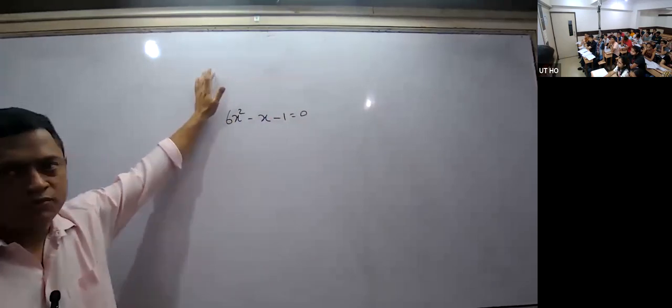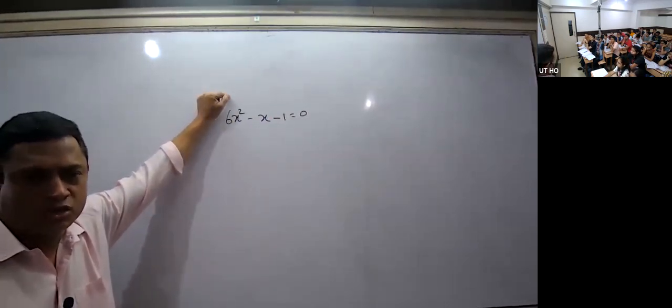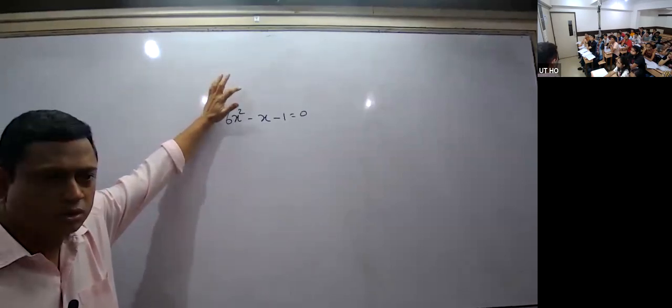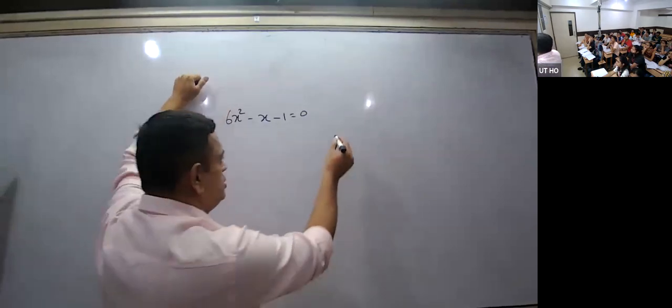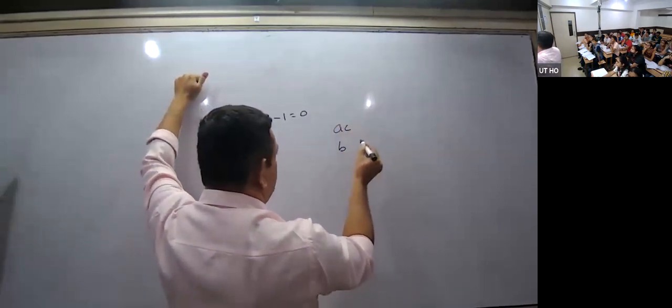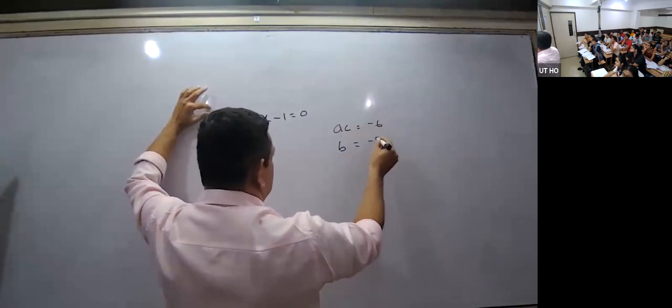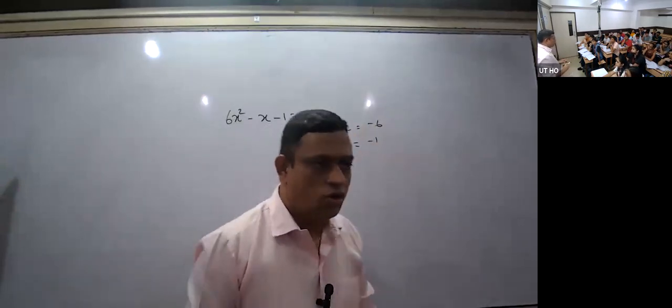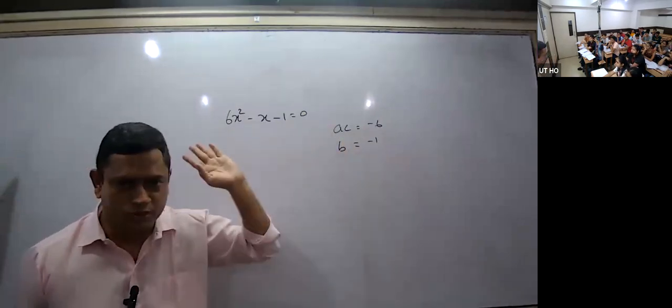First and foremost, identify the values of A, B, C. Here A is equal to 6, B equal to minus 1, C is also minus 1. Find out the value of AC and the value of B. AC is equal to how much? Minus 6. And B is equal to minus 1. Always see this. This is the first process.